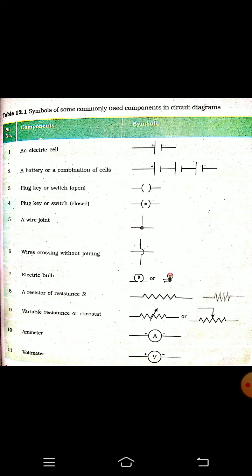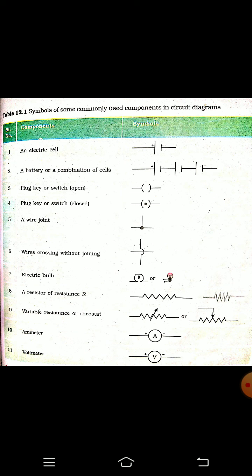Remember this, when you draw circuit diagrams, you need to keep this in mind. When there is a switch which is closed, you will keep a dot in between. When it is open, you will not keep any dot in between.